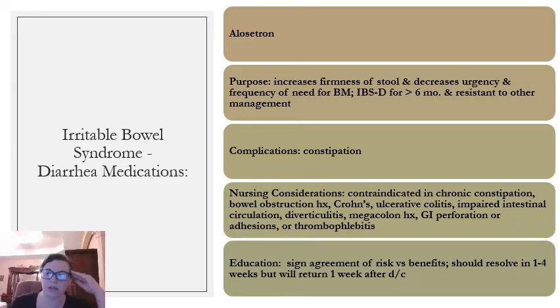Complication, of course, is going to be constipation because we're increasing that firmness of the stool, so it might get blocked up. Contraindicated for chronic constipation. So if they go back and forth, then they can't really be on this medicine. It has to be just the diarrhea type irritable bowel syndrome. And then if they've ever had obstruction before, Crohn's, ulcerative colitis, any other kind of GI issues, then of course we don't really want to give these to these patients.